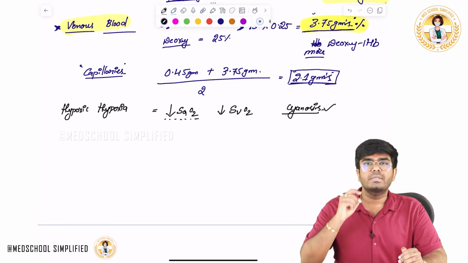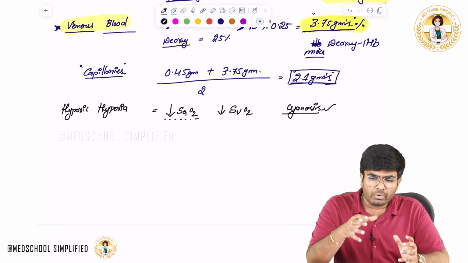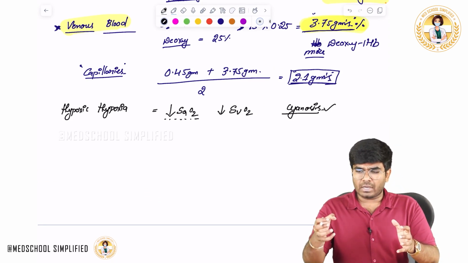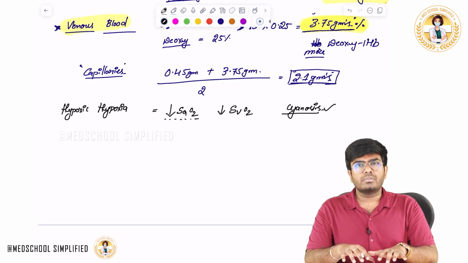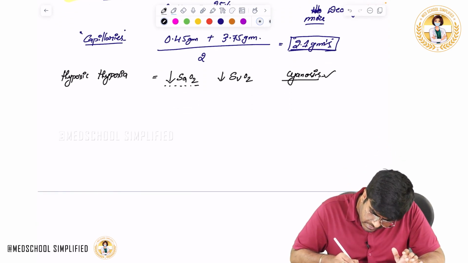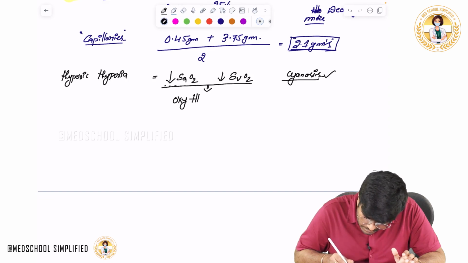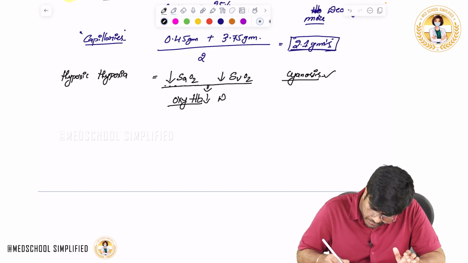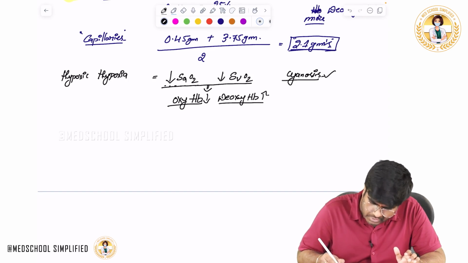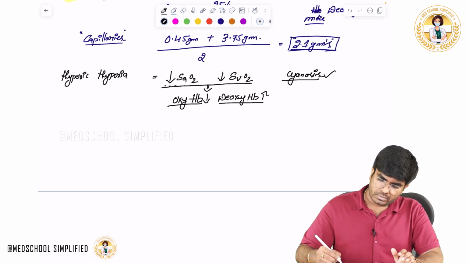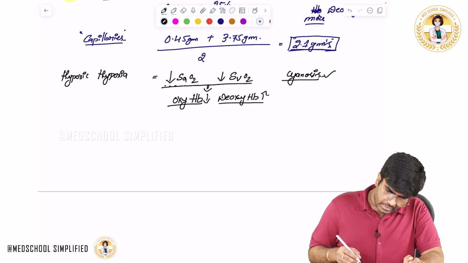Cyanosis develops because saturation means the amount of hemoglobin binding with the oxygen is decreasing. Means the oxygen binding with the hemoglobin is decreasing. So oxyhemoglobin is decreasing, and deoxyhemoglobin is increasing because saturation is decreasing. Saturation is less means more deoxyhemoglobin. So cyanosis develops.